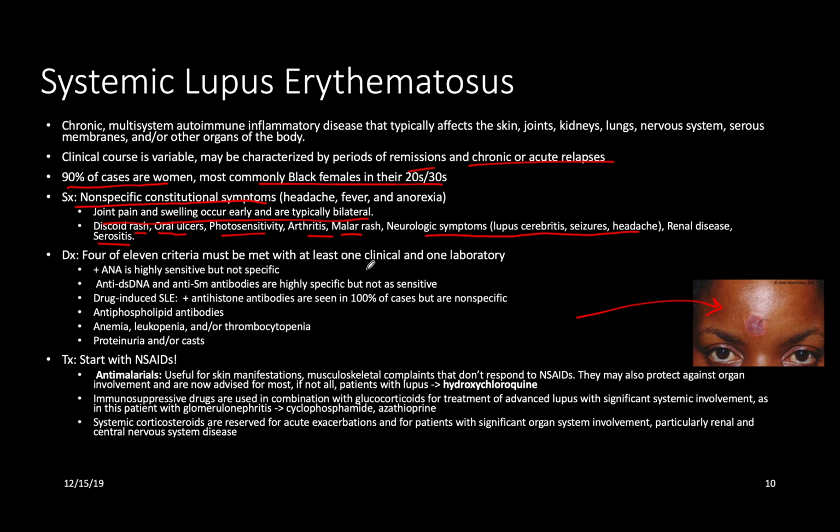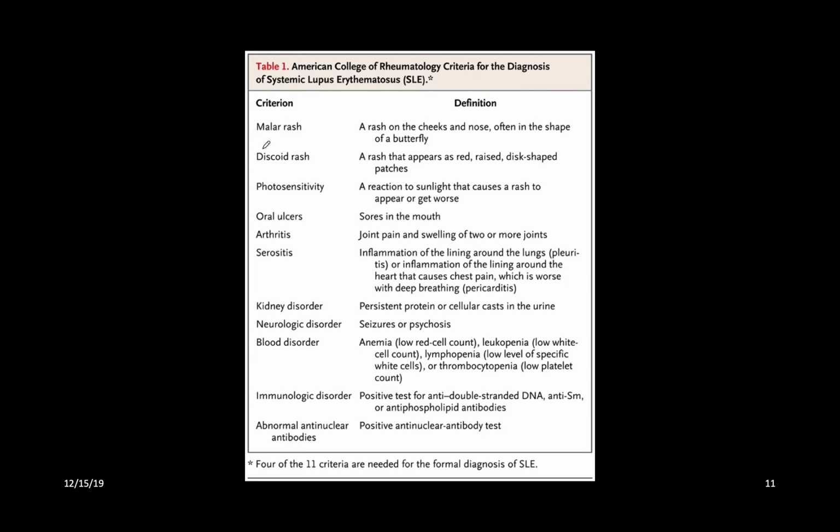Okay. In terms of diagnosis, we need to meet 4 out of 11 criteria, with at least one of those being clinical and one of those being laboratory. So we're going to skip ahead really quick to the American College of Rheumatology criteria for diagnosis. And it has 11 criteria on it. Some of them are laboratory diagnoses, some of them are clinical things that we find.